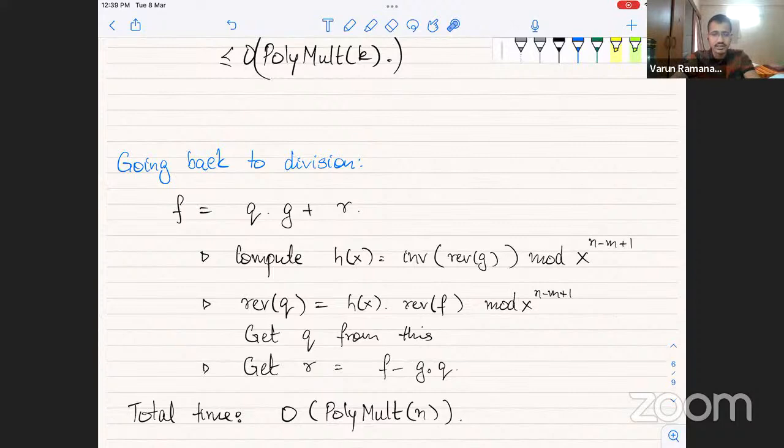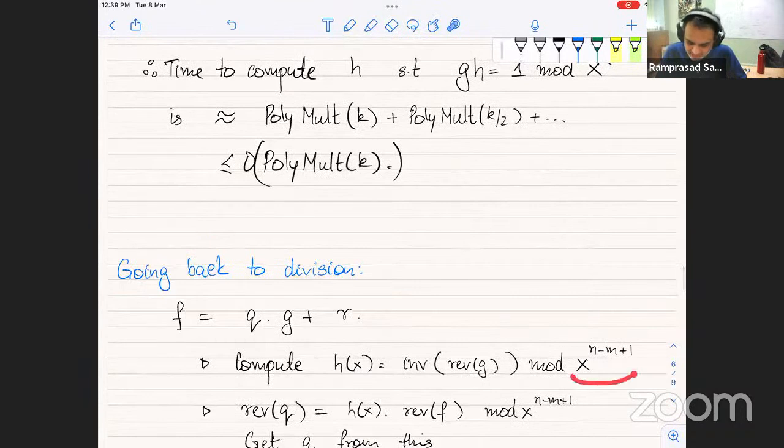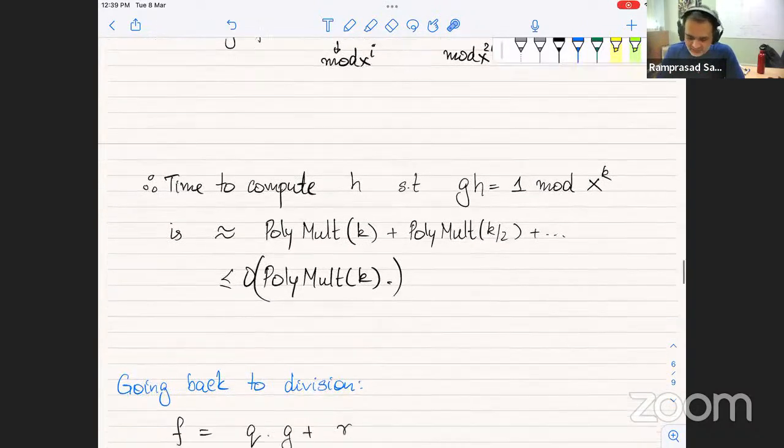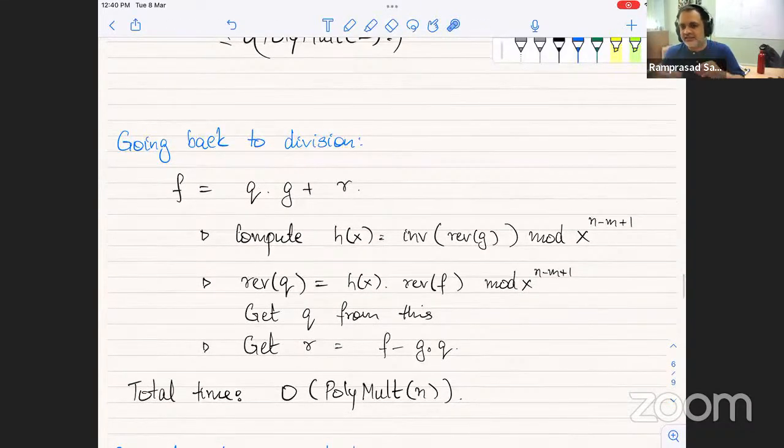Just a small detail. Here, this k could be something that's not a power of 2. The point is, as long as this k crosses this, that's good enough for you, because anything beyond this in accuracy is already good enough. So you'll have to do this iterative process roughly log of n minus m plus 1 many times. That's the number of levels of this iteration that you need to do. And overall, this tells you that you can do polynomial division in basically the same time as polynomial multiplication. It's just one additional constant factor.